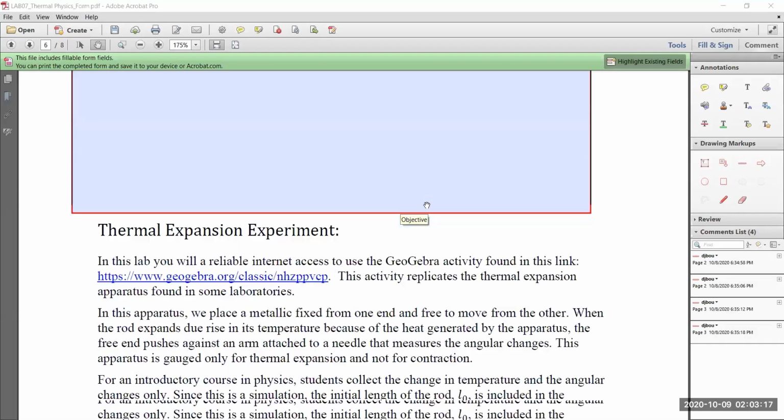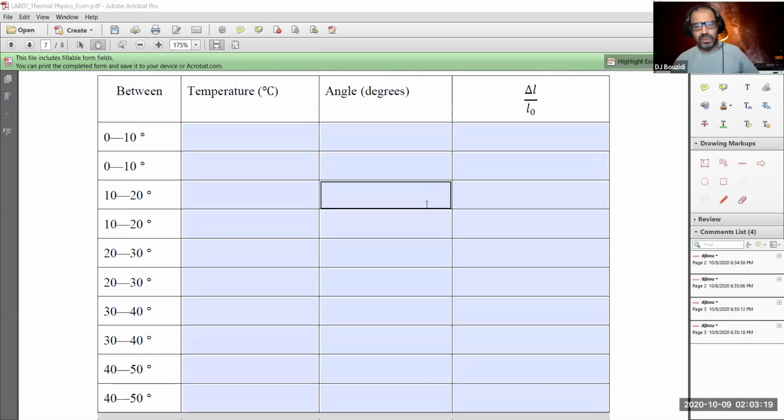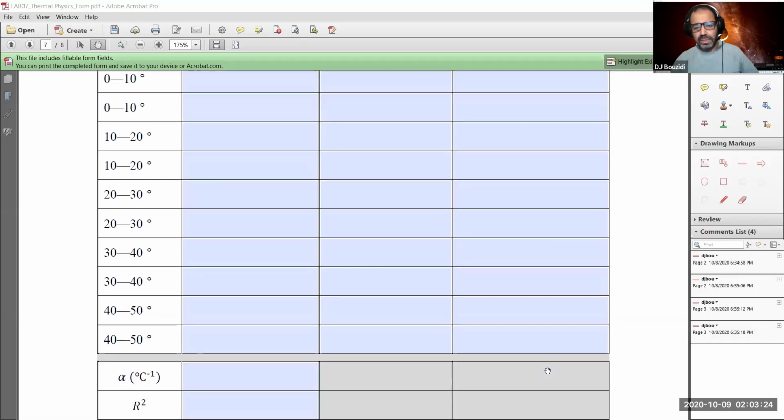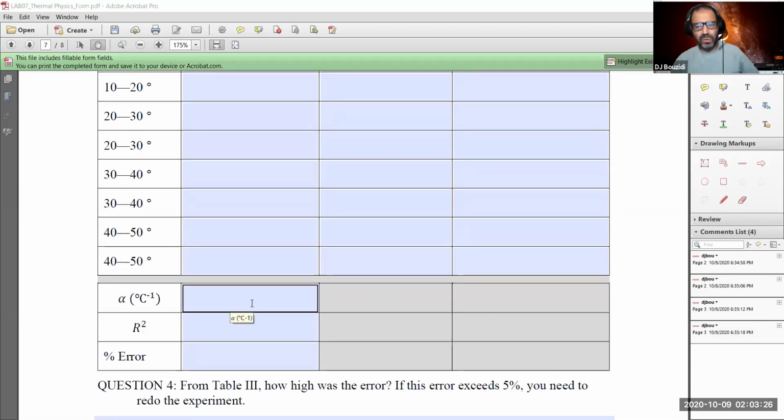So it's doing the heavy lifting for you, doing all of these calculations to give you delta L over L naught. And then it's going to give you the actual thing that you're after for the lab, which is the linear coefficient of thermal expansion for this material. Obviously, the R squared is needed to find the error.